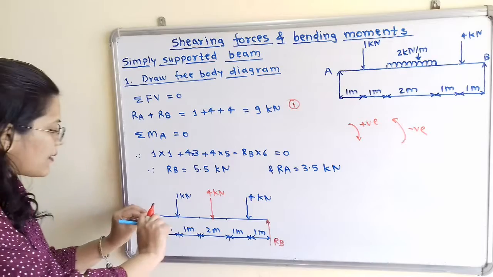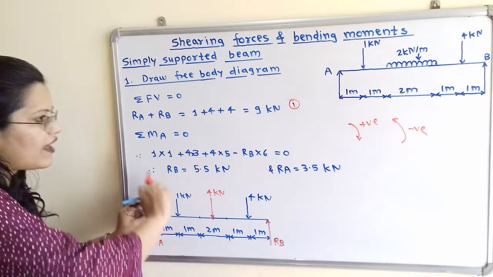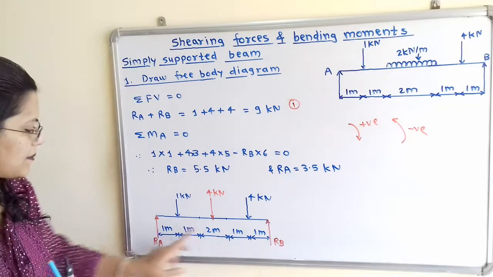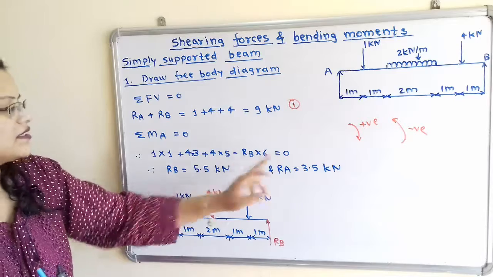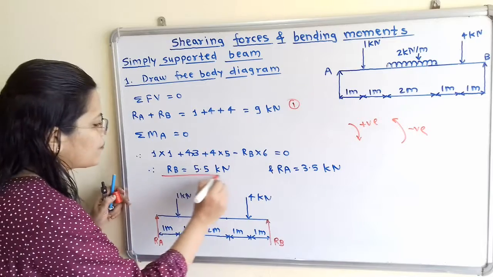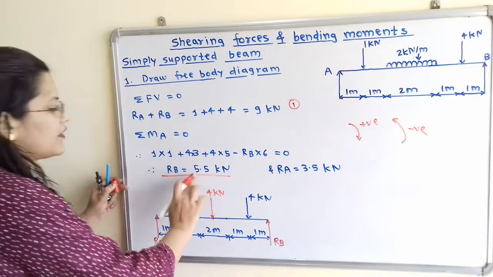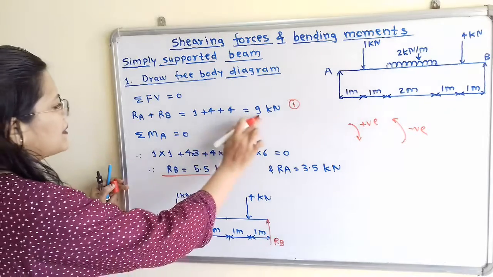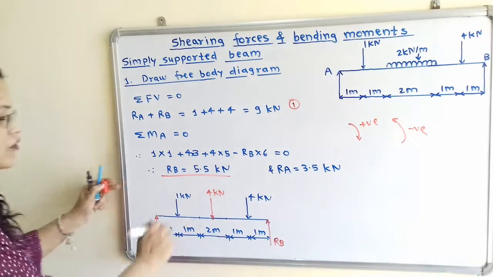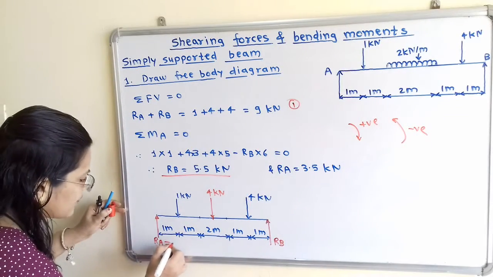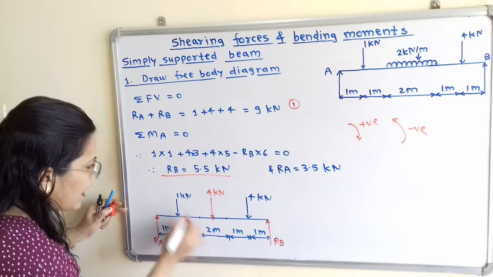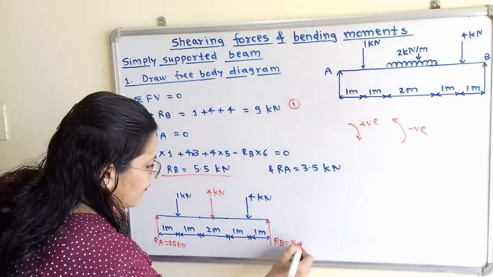So if I move the compass about point A in the direction of RB, then it is in anti-clockwise direction. So we will take minus RB multiplied by the distance, total distance is 6, is equal to 0. Now when we solve this, then we will get RB is equal to 5.5 kilonewton. Now if we put this value of RB in equation number 1, then we will get RA is equal to 3.5 kilonewton. So we will mention here RA is equal to 3.5 kilonewton and RB is equal to 5.5 kilonewton.